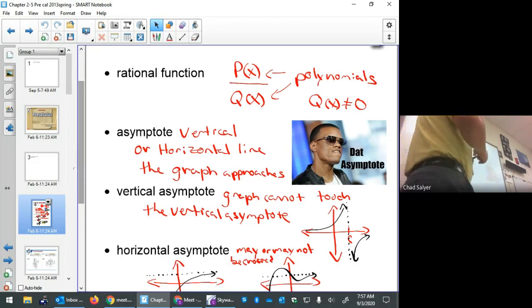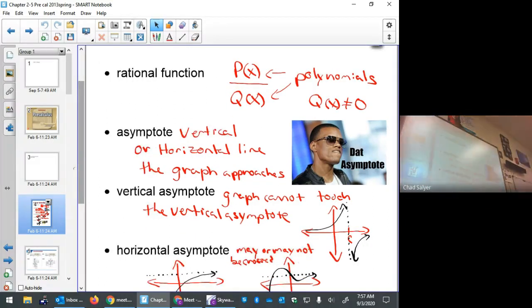And then an asymptote. It's a fun word to say, and it also is fun to graph. It's a vertical or horizontal line that the graph approaches as a limit. So it may cross a horizontal asymptote, but it will never exactly follow the line of the horizontal asymptote. And the vertical asymptotes, it may never touch.